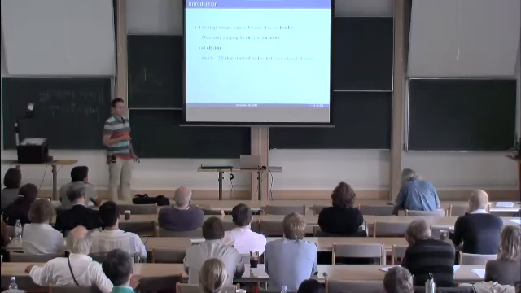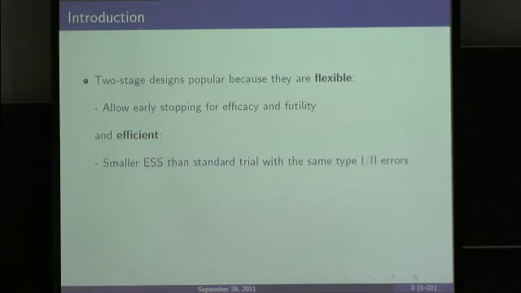So two-stage clinical trials or two-stage designs are popular because they allow a certain type of flexibility. They allow you to stop the trial early at an initial interim for efficacy or futility. So if there's strong evidence for or against a treatment working, then you can stop the trial prematurely. And these types of trials are good because on average they have a smaller expected sample size than a standard trial without this sort of interim stage.